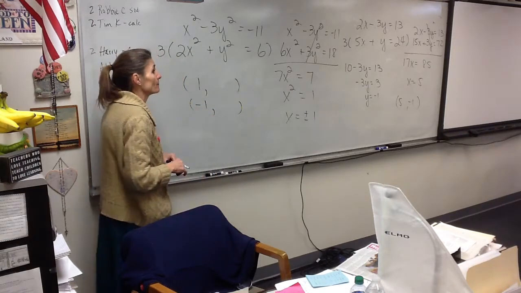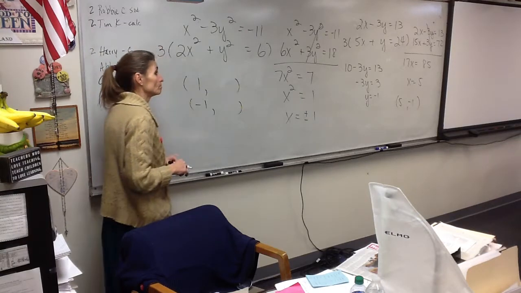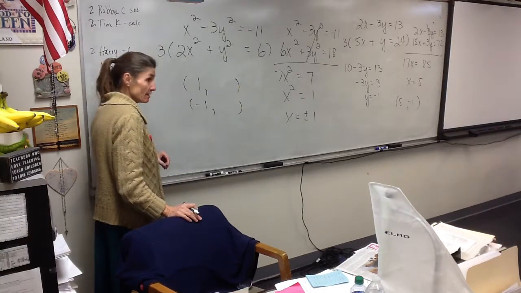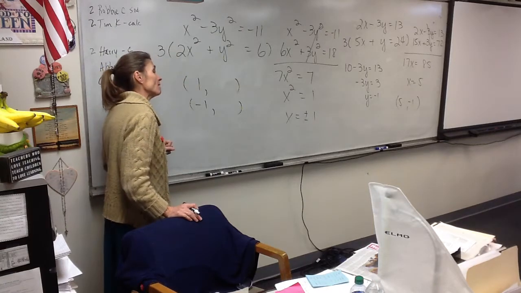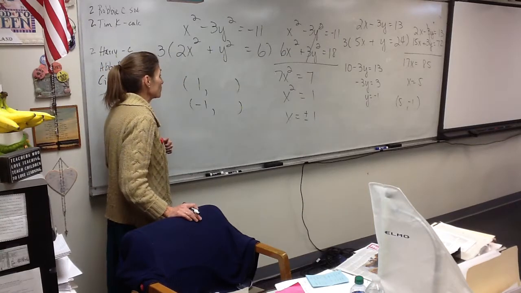Could we have just multiplied at the very beginning, multiply the top equation by negative 2? Yep, remember, they have to eliminate. Yep, that would work out fine. Yep, that would work out great.